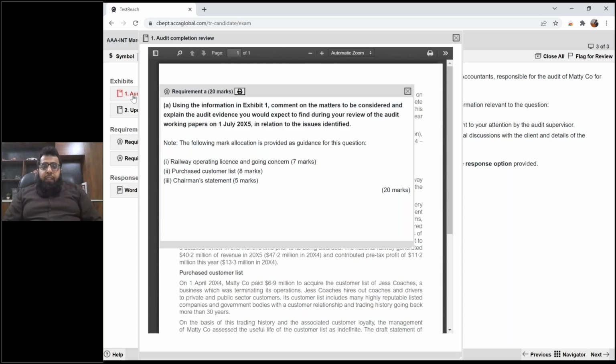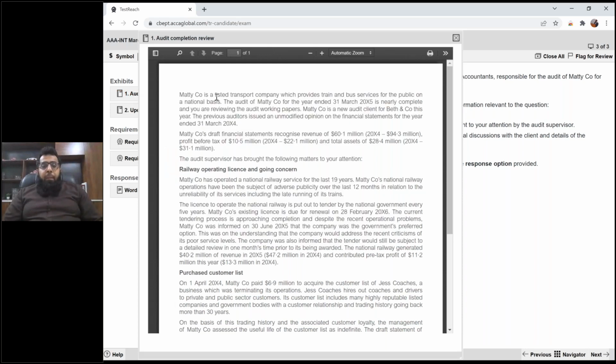Okay, so let's read exhibit one. METI Company is a listed transport company which provides train and bus service for the public on a national basis. The audit of METI Company for the year ended 31st March 2005 is nearly complete and you are reviewing the audit working papers. METI Company is a new audit client for Beth & Company this year. The previous auditors issued an unmodified opinion on the financial statements for the year ended 31st March 2004. METI Company's draft financial statements recognized revenue of $60.1 million, profit before tax of $10.5 million, and total assets of $28.4 million.